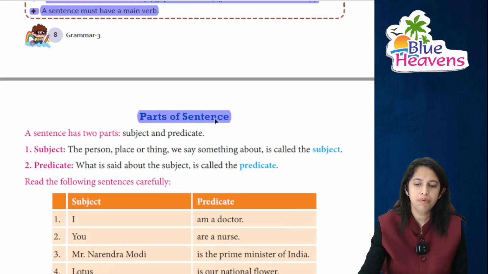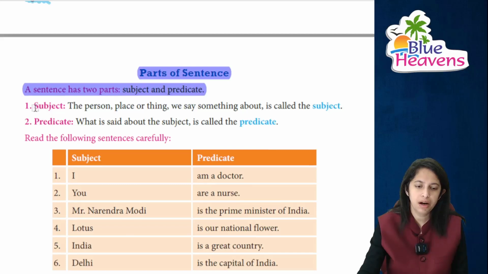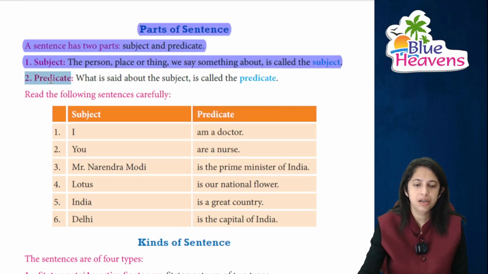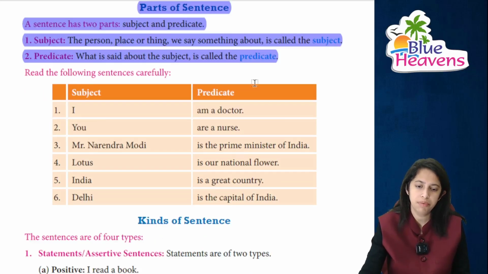Right? Moving on to the parts of sentence. Sentence has two parts, subject and predicate. Subject means जिसके बारे में आप बात कर रहे हैं. The person, place, thing. We can say something about it. इसी को हम क्या बोलते हैं? Subject. Whereas predicate जिसके बारे में क्या बात हो रही है, what it is said about the subject, इसको हम क्या बोलते हैं? Predicate.